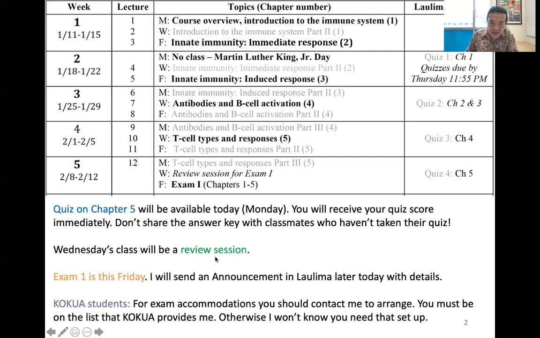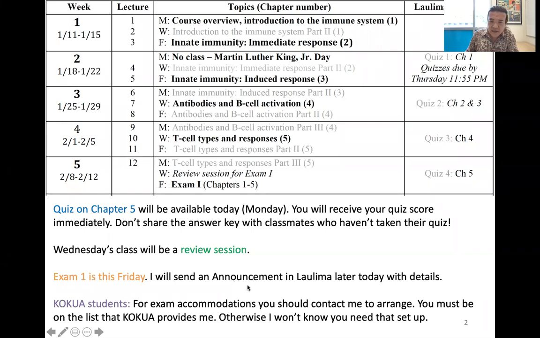All right, so here we are today, review session. Exam 1 is this Friday. I have prepared an announcement in La Lima. I will send it out today. I decided to hold off on doing it because I found in the past that if I send an announcement out too early, students don't get around to taking it seriously and reading it. But I will post an announcement with the details of how the exam will work later today.